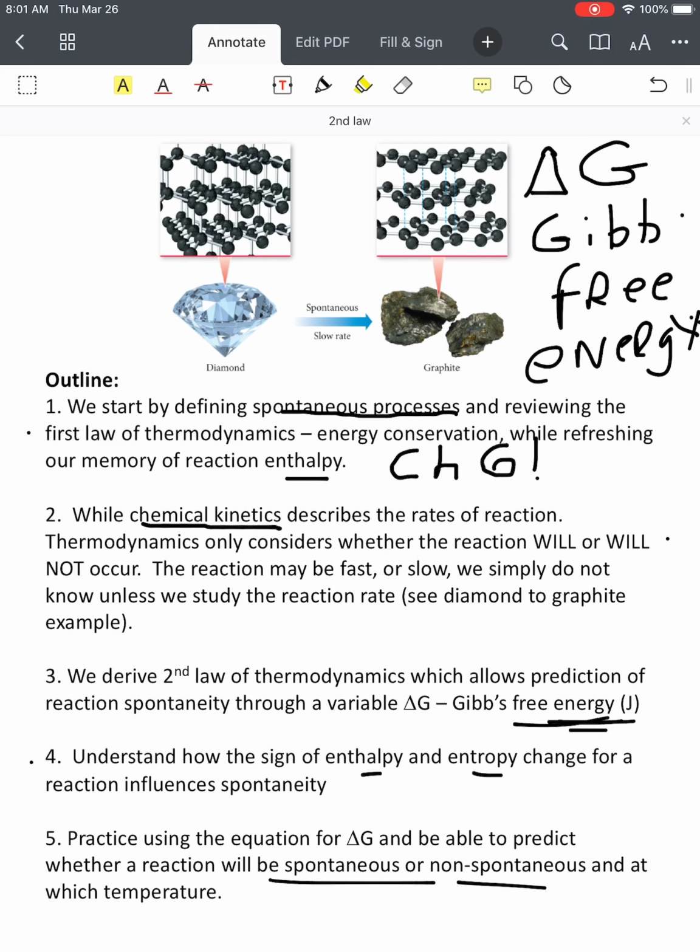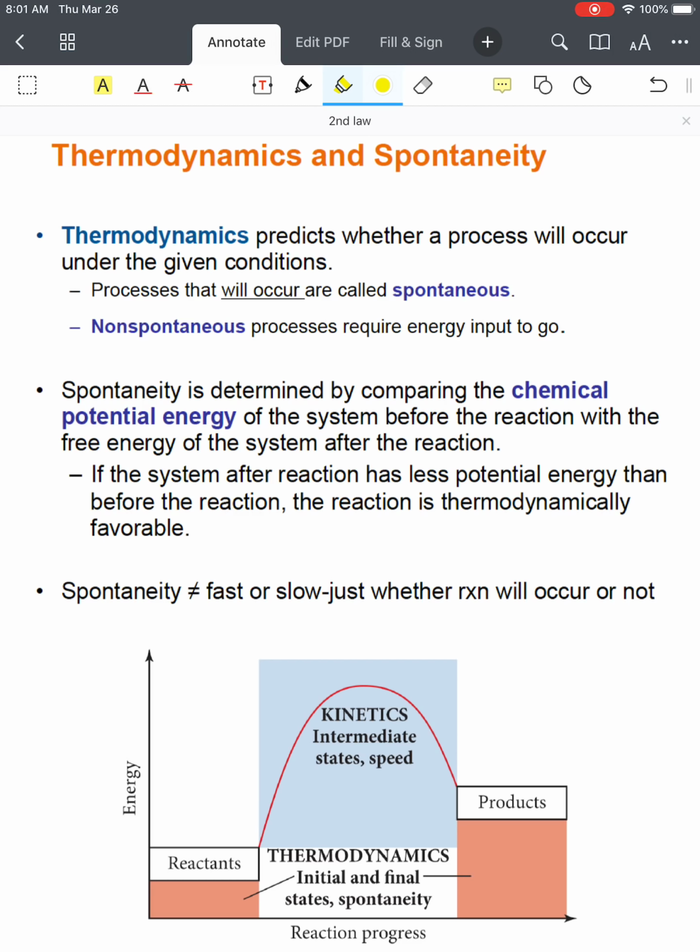Okay, so let's just dive in then and review a little bit. One thing I'd like you to remember, and I already said this, is that this idea of chemical thermodynamics really predicts whether a process is going to occur or not. It doesn't say how fast the process will take or how slow it will take. It doesn't say that at all.